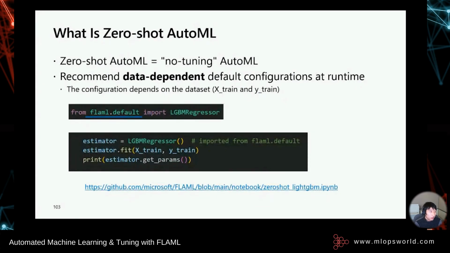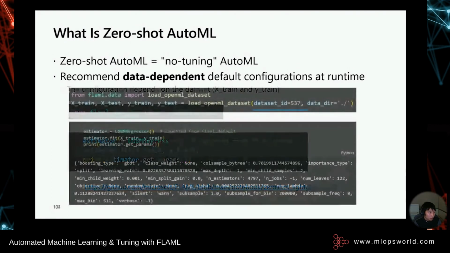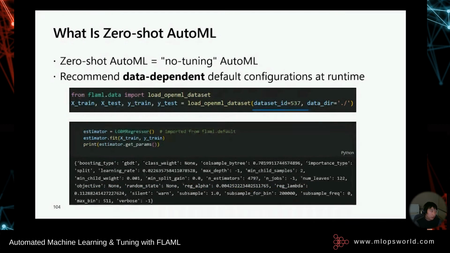All you need to do is to import the LGBM regressor from flaml.default instead of from LGBM. So other parts of the code remain the same. The new LGBM regressor will automatically choose a configuration according to the training data. For different training data, the configuration could be different. The recommended configuration can be either the same as a static default configuration from the library or different. It is expected to be no worse than the static default configuration in most cases. We have a notebook example here. You can try that by yourself. But I will go over some of the details here.